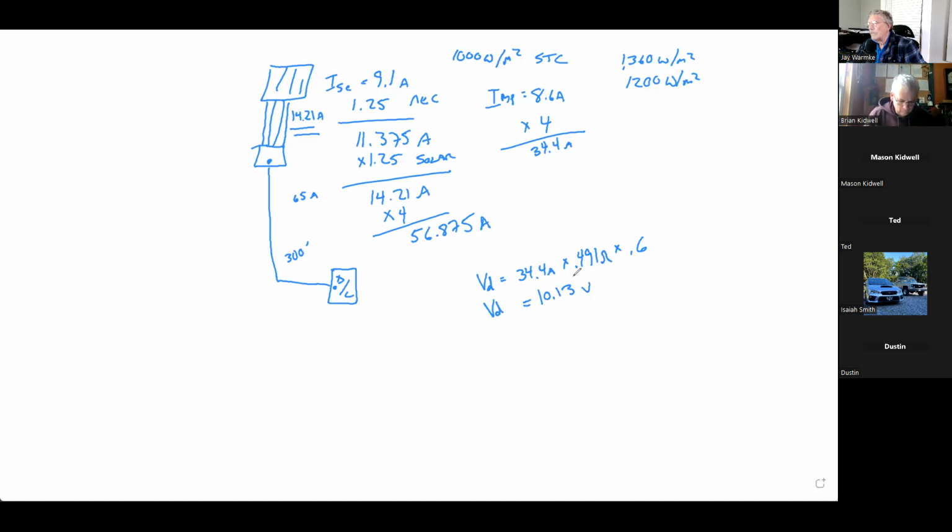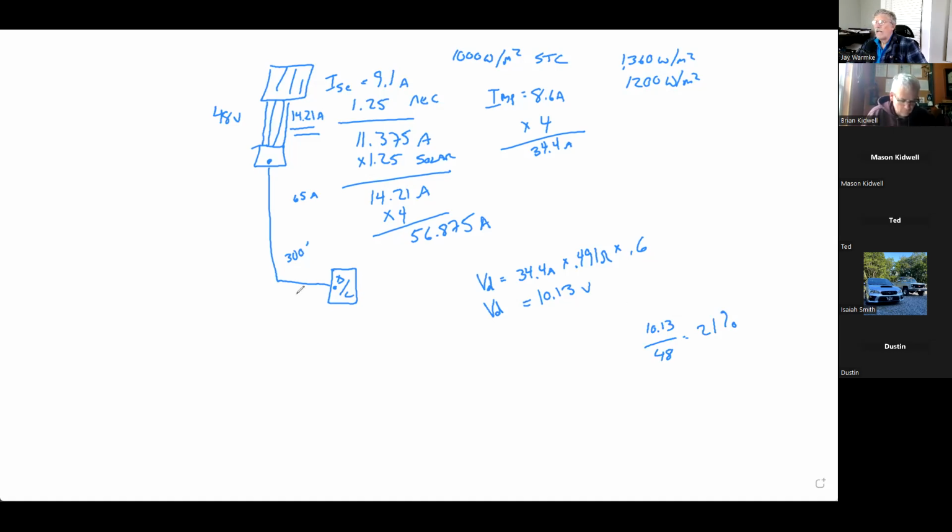Is that acceptable? Well, might not be. What if this is a 48 nominal volt system? So this is 48 volts up here. Well, I'm losing 10.13 over 48. So I've just lost 21%. And we want to keep our voltage drop around 2%, ideally, for the whole system. So that's just not going to work.